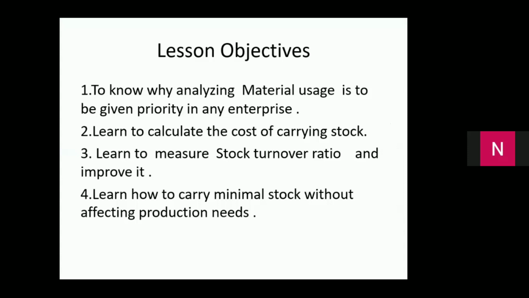The objective of this lesson is to analyze why material usage is to be given priority in any enterprise, learn to calculate the cost of carrying stock, learn to measure stock turnover ratio and improve it, and learn how to carry minimal stock without affecting your production needs. So 4 things we want to focus on here. First, we want to understand why material usage is to be given priority. Then we need to know how to calculate the cost of carrying stock, measure stock turnover ratio and improve it. And the fourth one is to learn how to carry minimal stock without affecting the production needs.